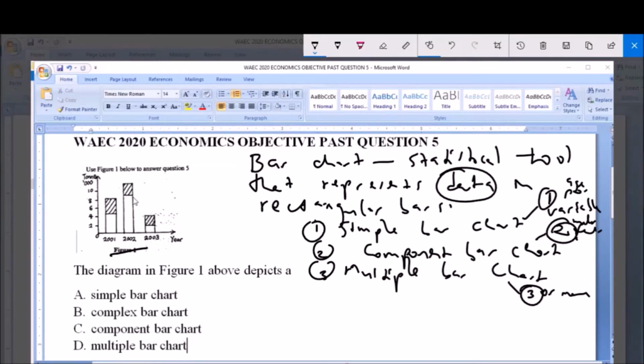Now, from this diagram that we have here, we have just two variables represented, and this is a components bar chart. So the bars of a components bar chart look like this, okay, with two portions, one portion representing one variable and the other portion representing another variable. So as we have established, what we have here is a components bar chart, and components bar chart is option C, which is the correct answer to this question.